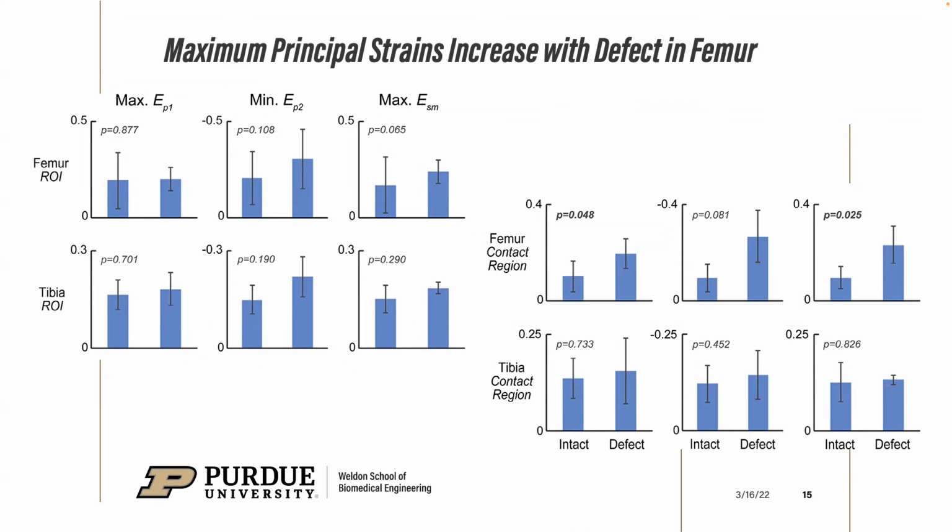And despite the changes in the strain field that we saw when we grouped all of these together, because of the high variability, which I'll talk about in a bit, we really only saw significant differences in the femoral contact region, right outside of where we created the defect, right? And so there, with the intact versus defect, we saw significantly higher strains in the femoral cartilage, for both the first principal strain as well as the maximum shear strain. And they trended, of course, in the same direction, since those are related parameters.